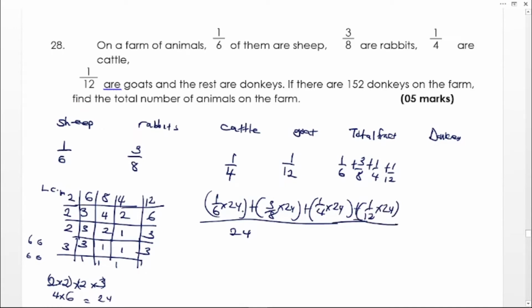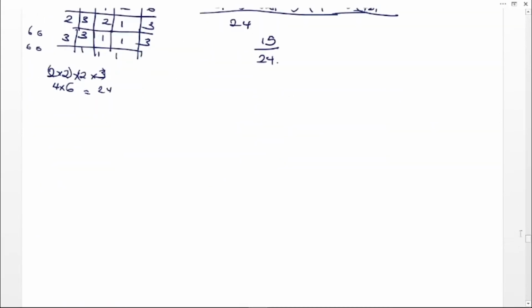Now by 6, how many sixes are there? They are going to be 4 sixes. By 8, how many 8s are going to be there? 8, 16, they are going to be 3. By 4, they are going to be 6. 12, 2. Now this is 4 plus this one, 4 plus 6 is 10, 10 plus 3 is 13, 13 plus 2 is 15. So you're having 15 out of 24. All the animals take that one.